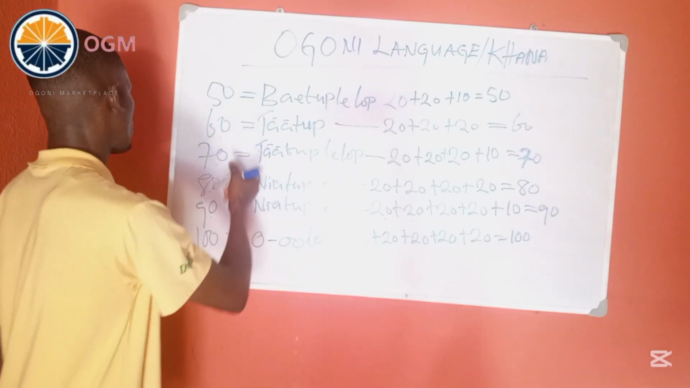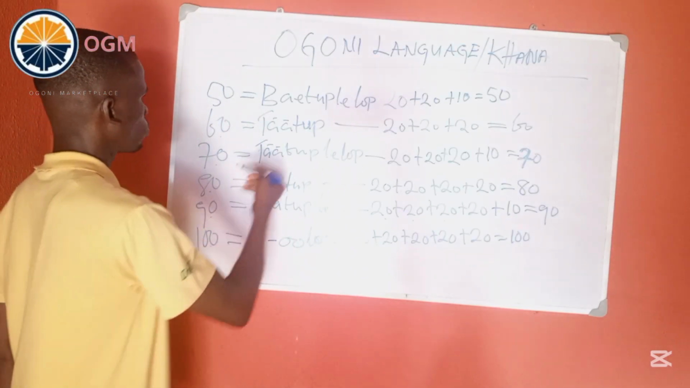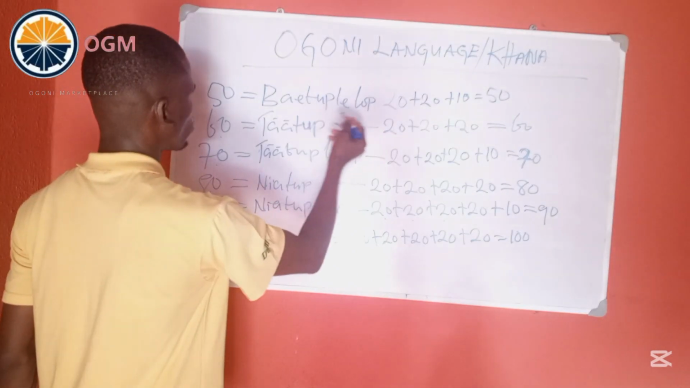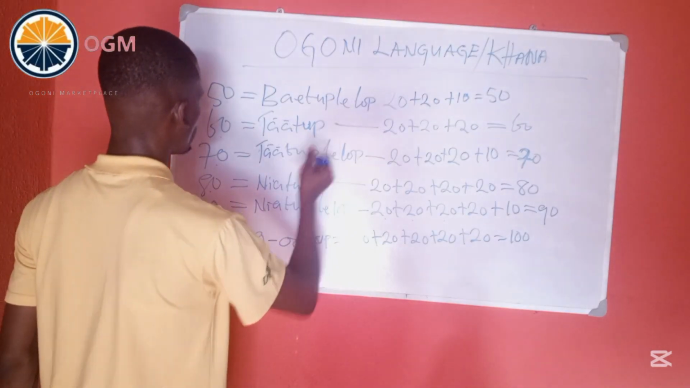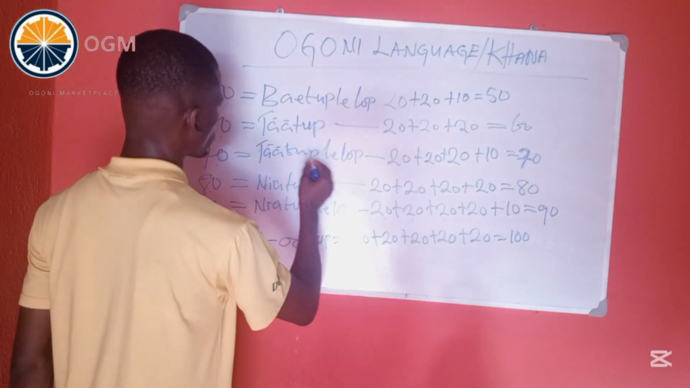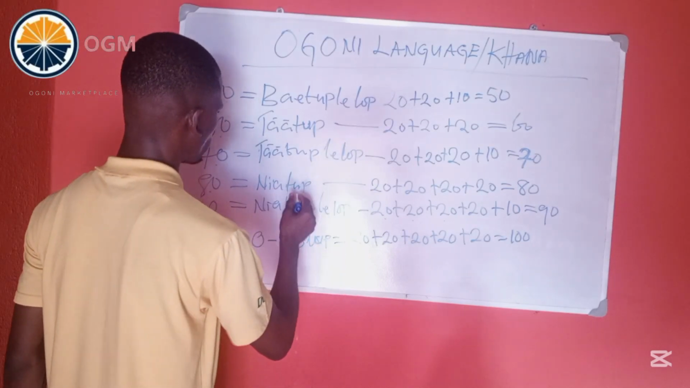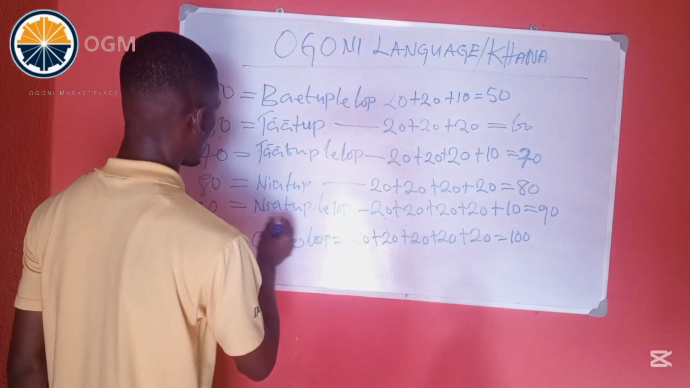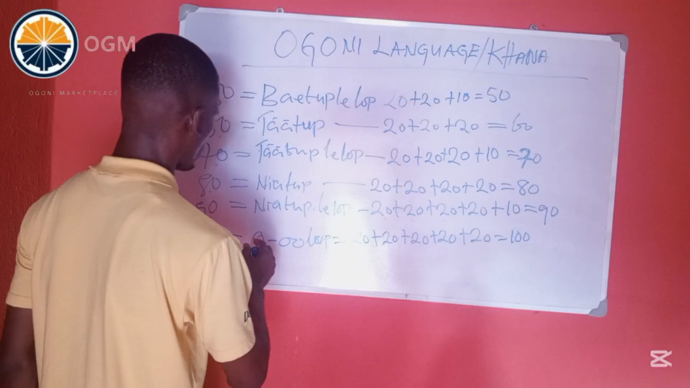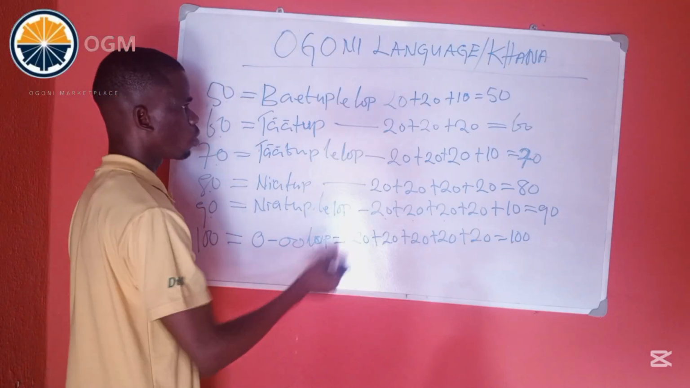50, 60, 70, 80, 90, and 100, which is Batup Lelo, Tatup, Tatup Lelo, Niatup. Here you have 90, which is Niatup Lelo, and you have 100 here, which is Oo2.